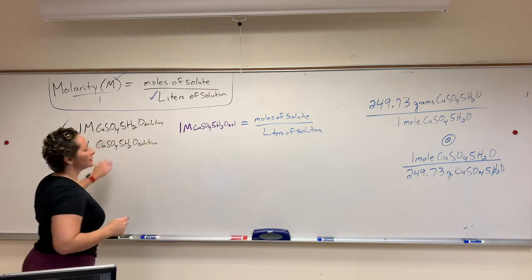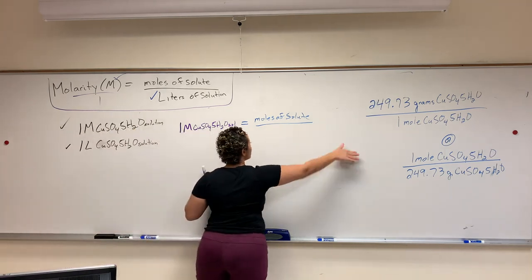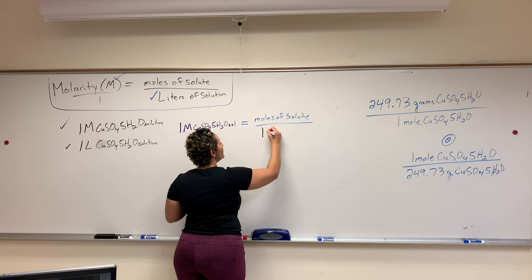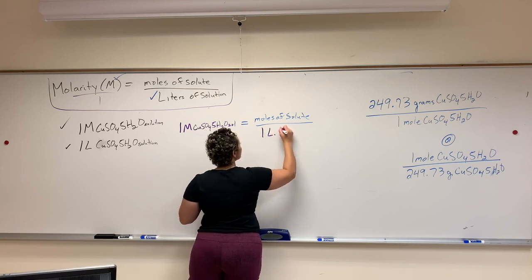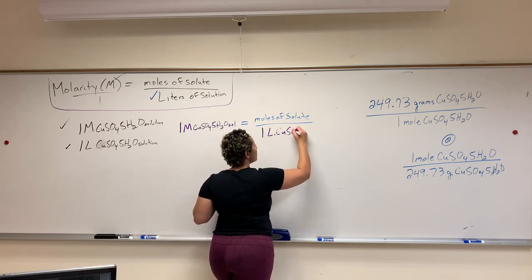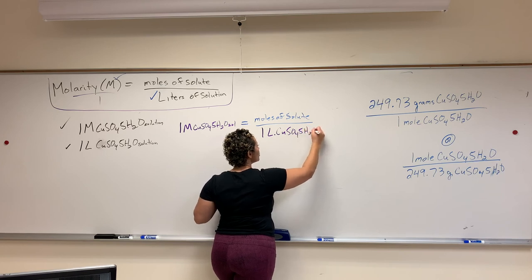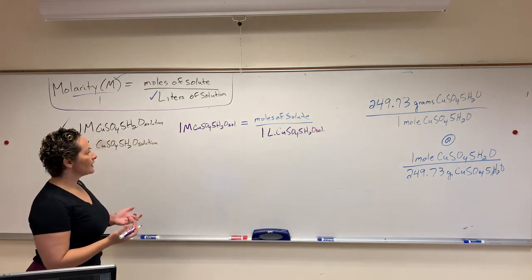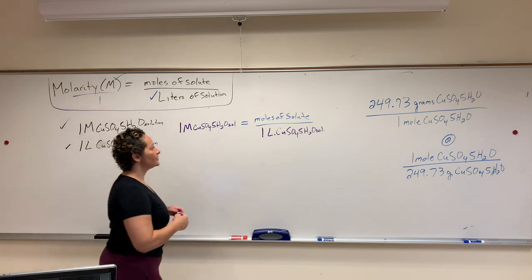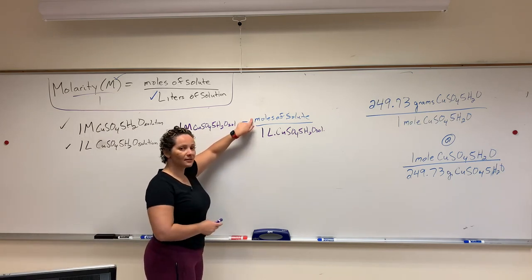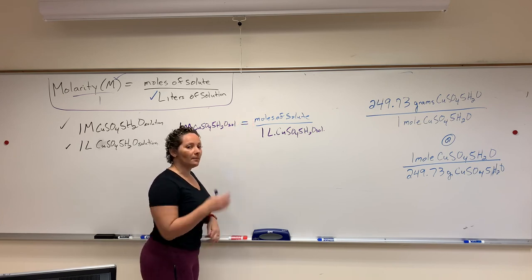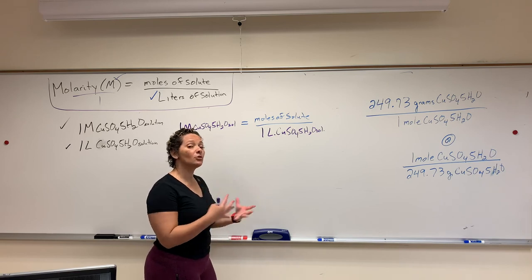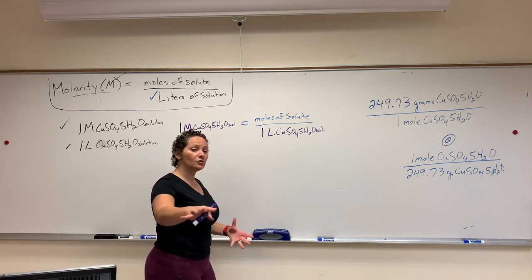Now, what else do we know? Liters of solution. Let's go ahead and input what we know. 1 liter of CuSO4·5H2O solution. Boom. So calculate it. You have to isolate this variable by itself in order to solve for it. So this is your algebra. So it might be that you would need to hone up on your algebra skills. So you do it on your own.